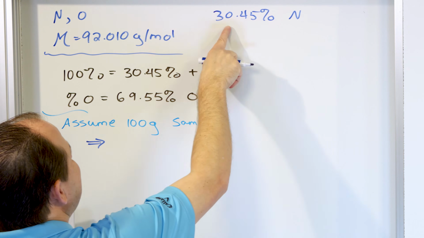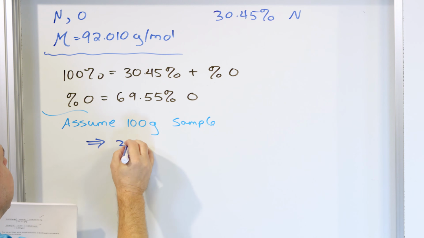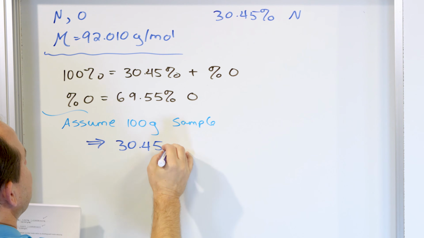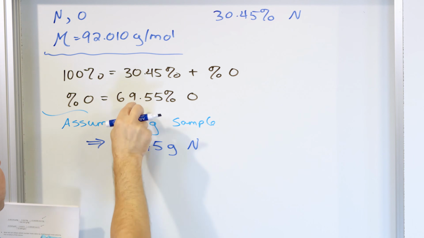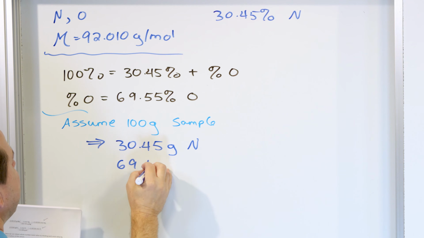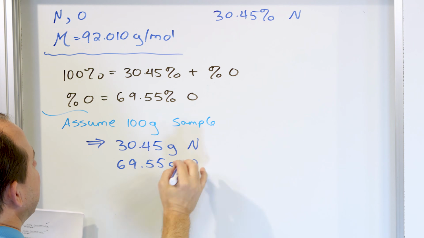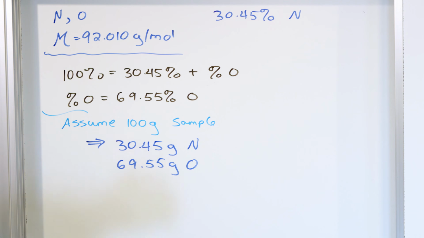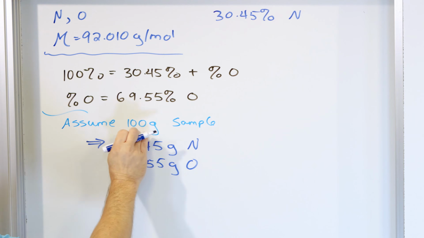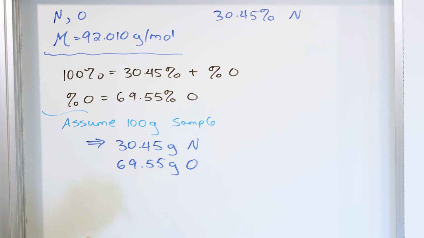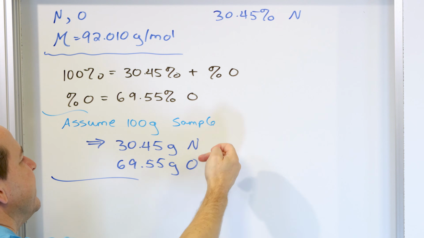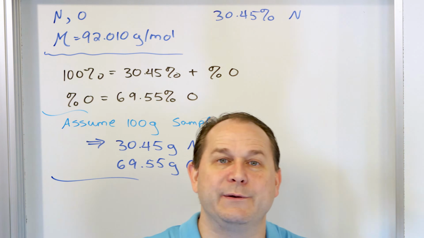And if it's a 100-gram sample, then that means in terms of nitrogen, there must be 30.45 grams of nitrogen in this sample, and there must be 69.55 grams of oxygen in the sample. Because we know the percent of the masses, and we are assuming a 100-gram sample just to make the math easier, so we don't have to do any actual multiplication. We know that these are the grams that are involved. So if I tell you, again, trying to determine the next step, this is how much nitrogen you have in grams, and this is how much oxygen in grams. How would you find the empirical formula?